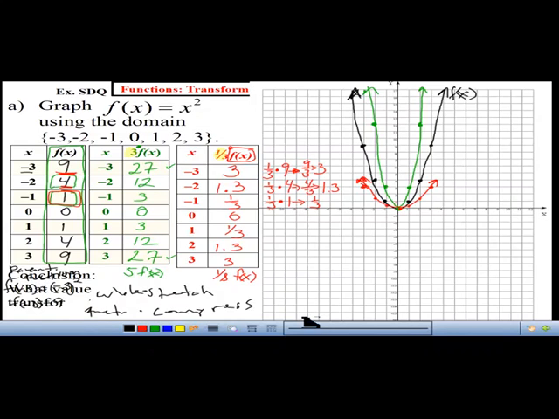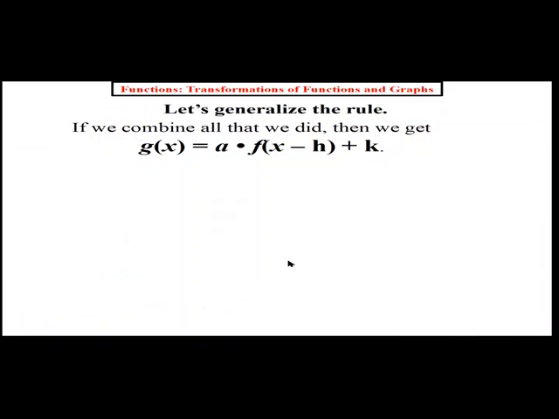So that's the new parameter that we're adding today. What were the other two that we did? The other ones moved it either up and down or left and right. Today, it's either going to stretch or compress, okay? So how does the general rule look now with all three parameters? Let me show you. Copy this. Our general rule now looks like this. G of x equals a times f of parentheses x minus h close parentheses plus k. This rule now has all three different parameters.